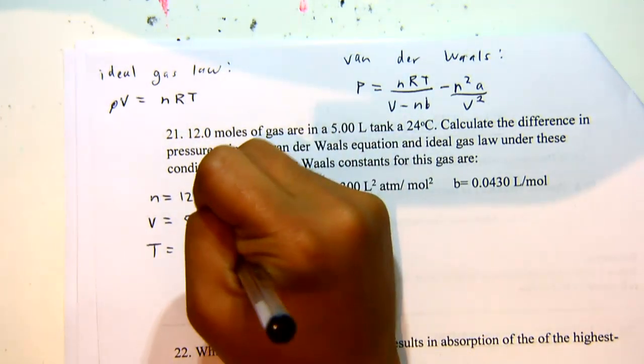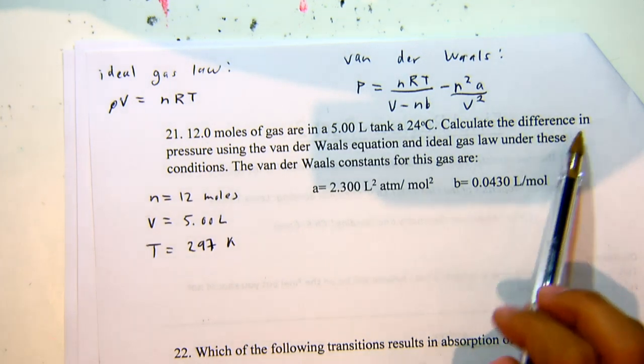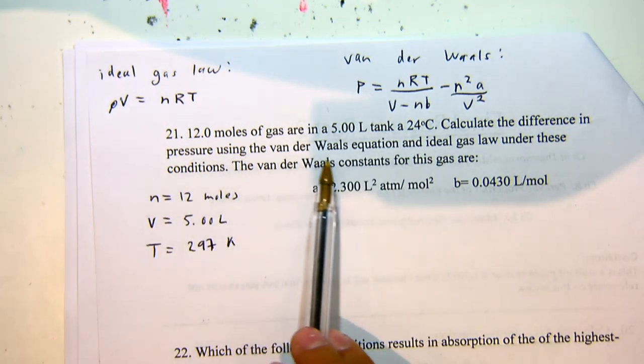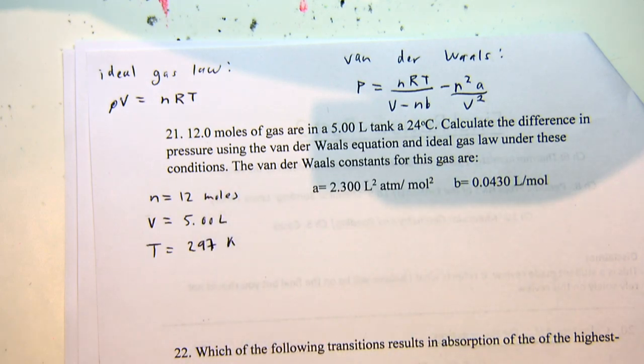For this question, I'm going to keep it at just 297. I'm not going to add the 0.15, because you could use either 273 or 273.15 when you do that conversion. So now it's saying to calculate the difference in pressure using the van der Waals equation and the ideal gas law under these conditions. First, we're going to have to find it for the ideal gas law.